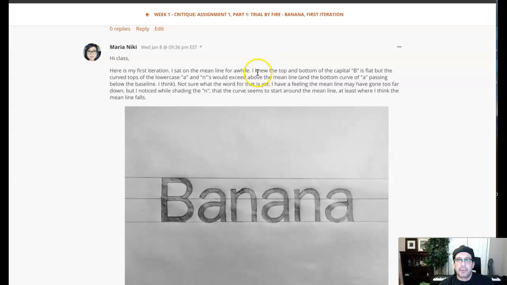I sat on the main line for a while. I knew the top and bottom of the capital B is flat. Yes, it is. But the curved tops of the lowercase a and n would exceed above the mean line and the bottom curve of a passing below the baseline. And you are exactly right. That's called overshoot, and that's an optical relationship. We'll learn about optical relationships next week.